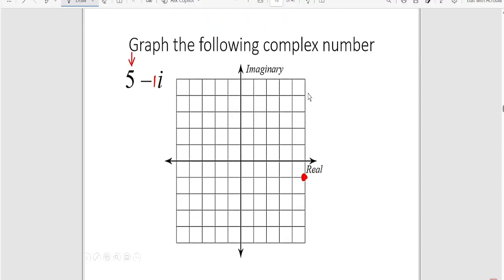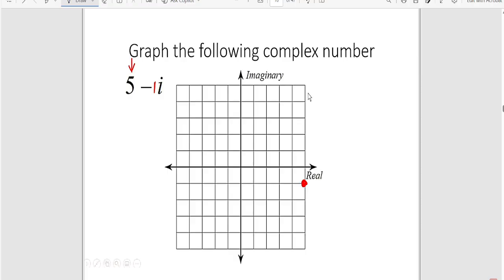So now let's see how we graph complex numbers. We graph it the same way, but instead of x and y axes, we have real and imaginary axes. Real is this axis, like the x axis, imaginary is the y axis. So let's say we have 5 minus i. If it's just i, that means the coefficient is 1, right? Either I write 5 minus 1i or 5 minus i. They both are the same thing.